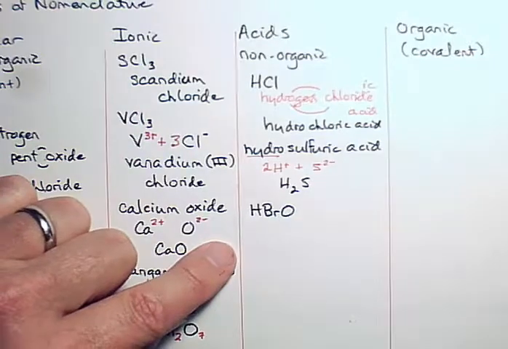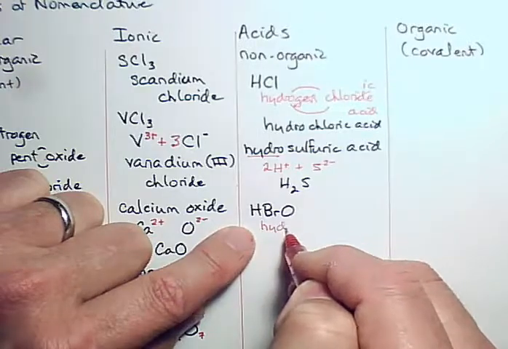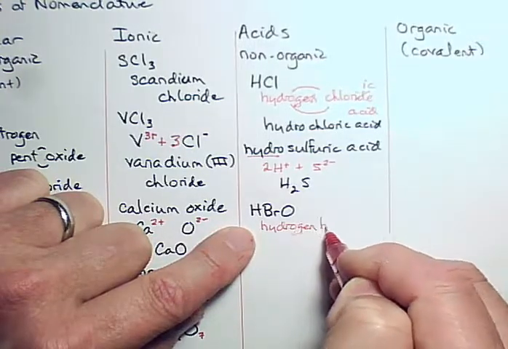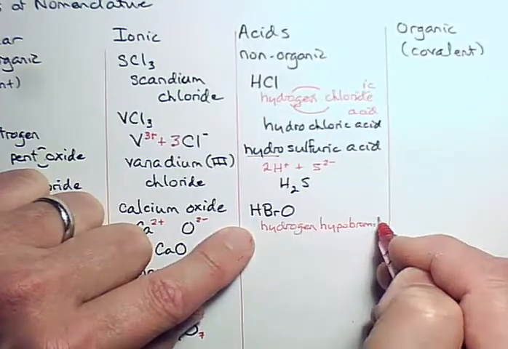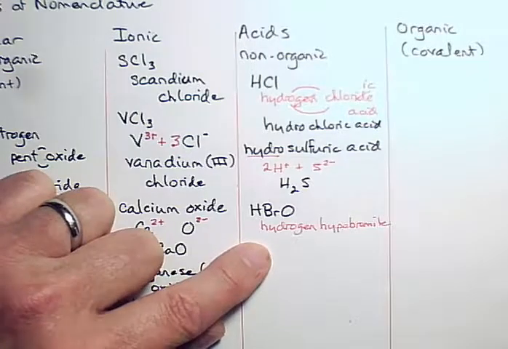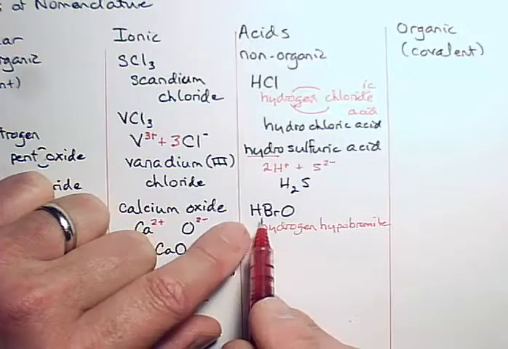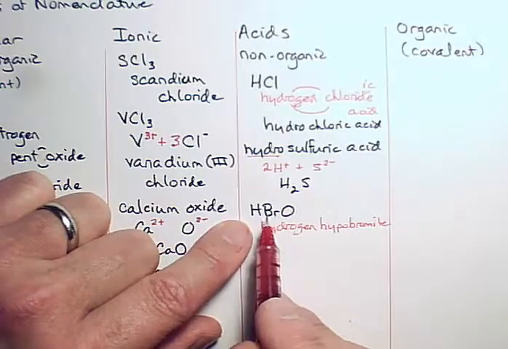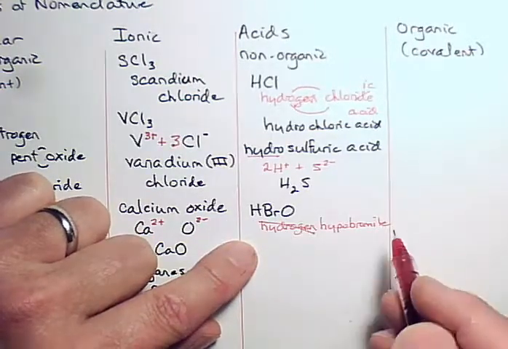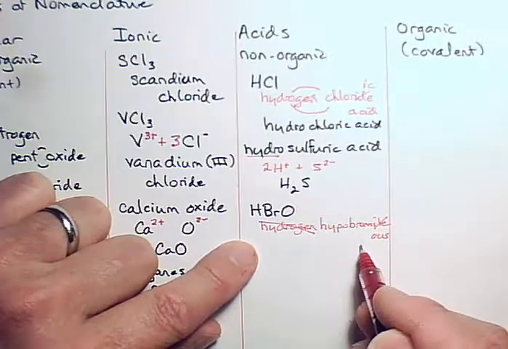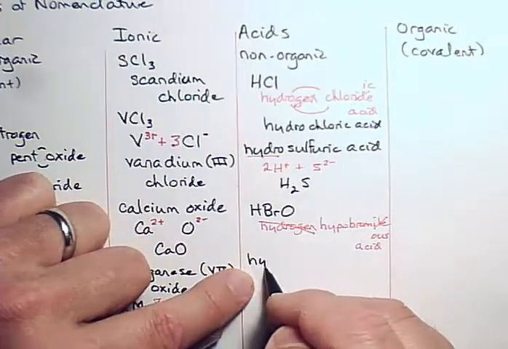So if we name this like an ionic compound, that's what you always do with acids. You name it first like an ionic compound. It would be hydrogen hypobromite. Hypo, not hydro, but hypobromite. Now, when you have a polyatomic ion in the acid formula, you drop hydrogen entirely. You change ite to ous, and you put the word acid on the end. So this is hypobromous acid.